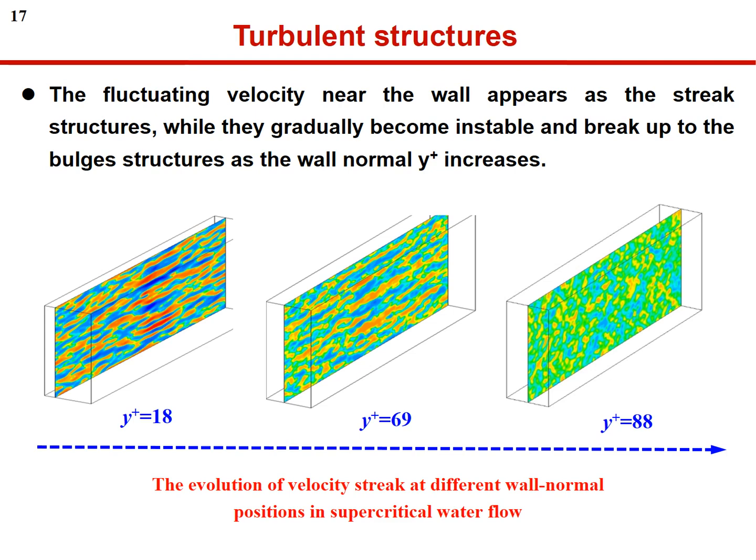And for turbulent structure, it is found that the fluctuating velocity near the wall appears as a streaky structure, while they gradually become unstable and break up into hairpin structures as the wall normal distance y plus increases.